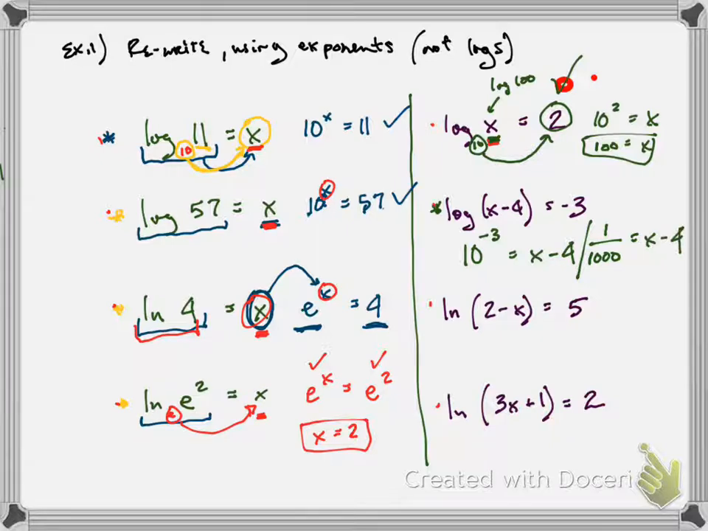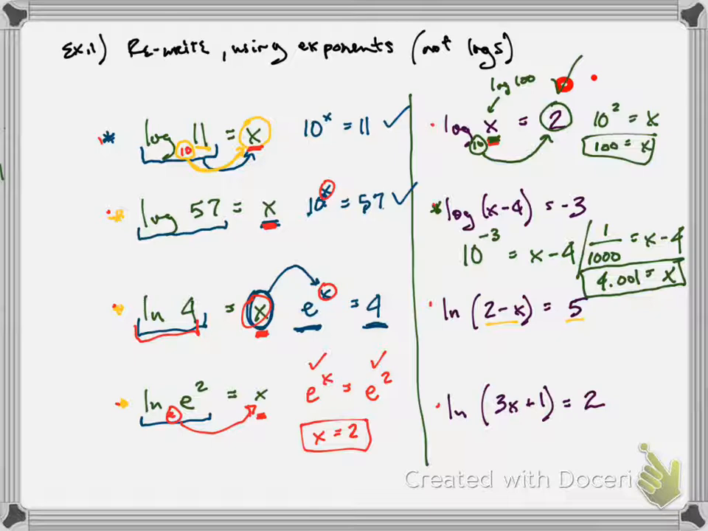If we add 4 to both sides, we get x is equal to 4.001 would be one way to express that solution. 4 and 1,000. All right. Next example, we've got the natural log of 2 minus x equates to 5.